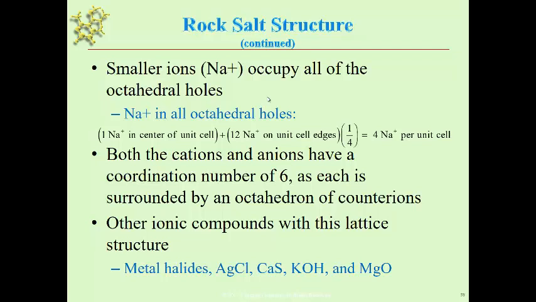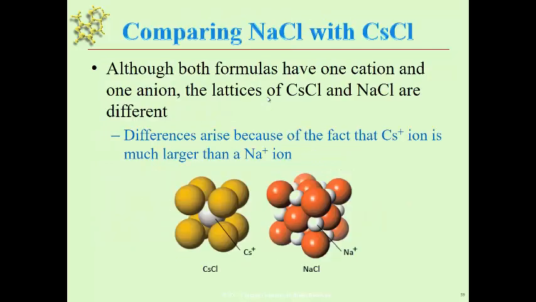Other ionic compounds that would adopt this structure other than sodium chloride would be silver chloride, calcium sulfide, potassium hydroxide, magnesium oxide. Remember the comparison of the holes, as we discussed earlier: the size of the holes varies depending on the location of the holes. So an octahedral hole is much smaller than a cubic hole that's in a simple cubic.